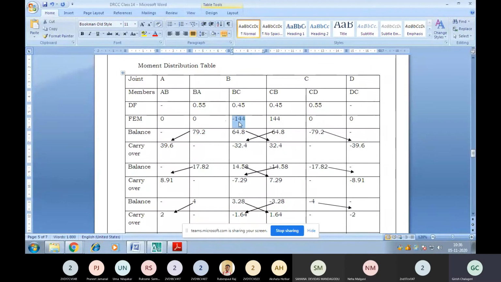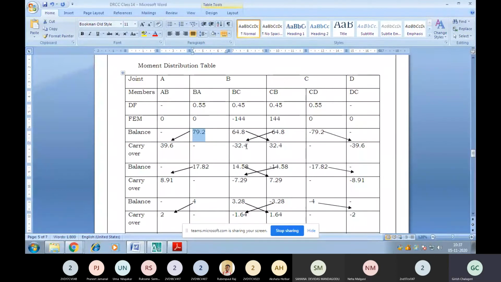So multiply the unbalanced moment 144 with the factors, that is 0.55 and 0.45. We get a moment of 64.8 at BC, and at BA we get 79.2. Since the unbalanced moment is negative, both the balancing moments will be positive here. The same thing will be done for joint C.